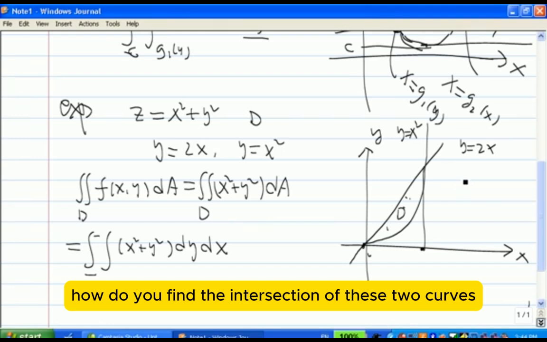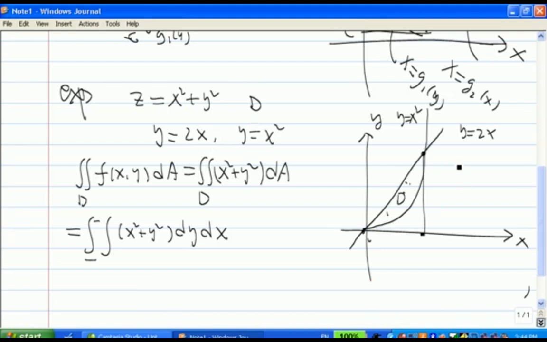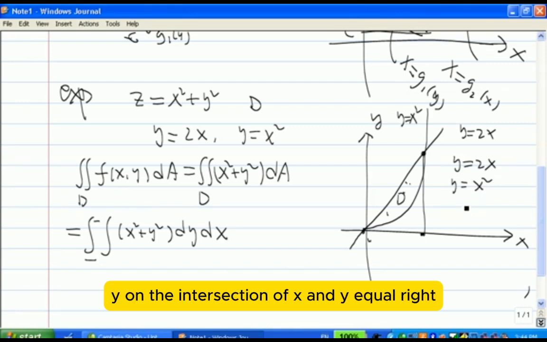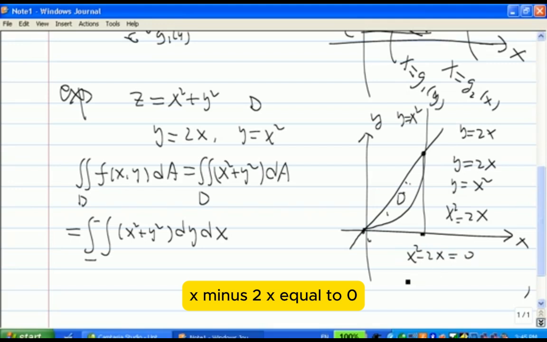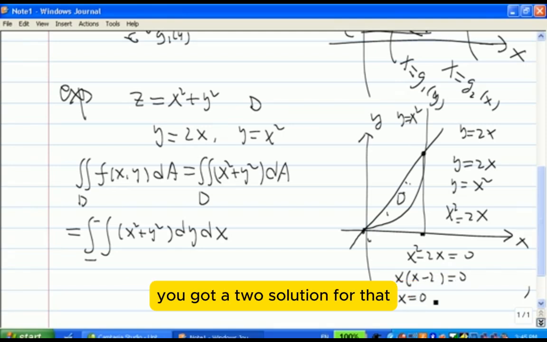How do you find the intersection of these two curves? What do we mean by intersection? That means, for example, this point satisfies both equations. So we have y equals 2x and y equals x squared. At the intersection the y's are equal, so you set them equal and get x squared equals 2x. Solve this: x squared minus 2x equals 0. You pull the x out, so you get x times (x minus 2) equals 0. You get two solutions for that: one is x equals 0, one is x equals 2.